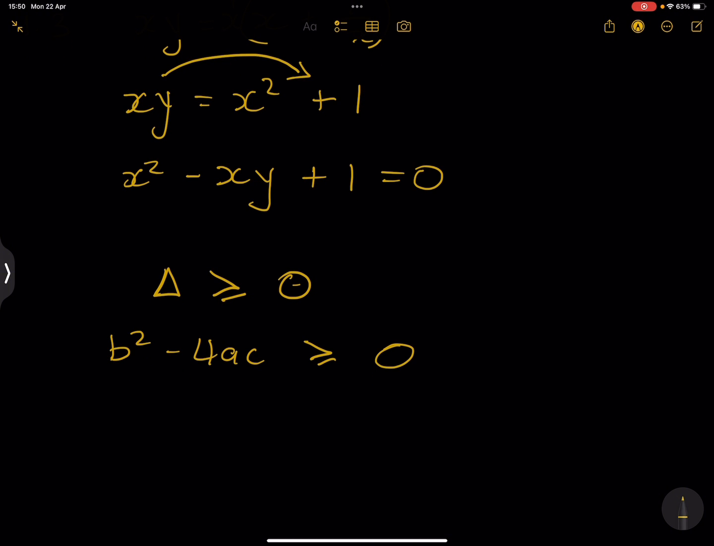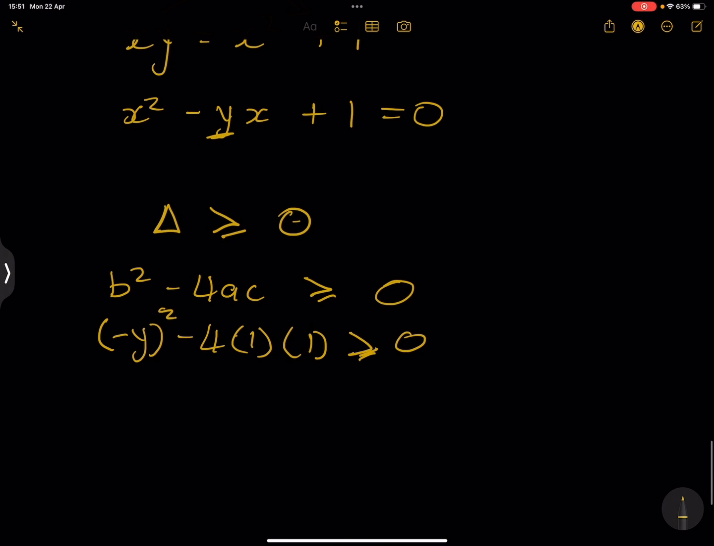Our b squared value, so b, remember, is the coefficient of x. So you can look at this as minus yx. So the coefficient is negative y, right? Minus 4 times our coefficient of x squared, which is 1. And our c value is 1 as well. And this should be greater or equal to 0. Now note, sorry, I forgot the square there. So this should give us y squared minus 4 is greater or equal to 0.